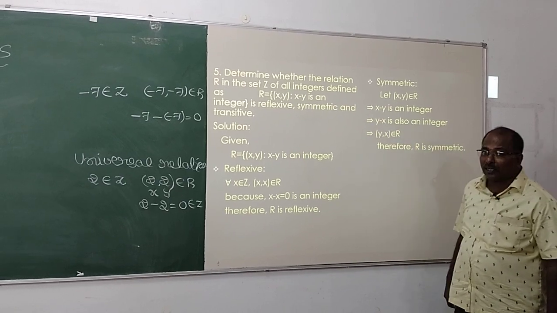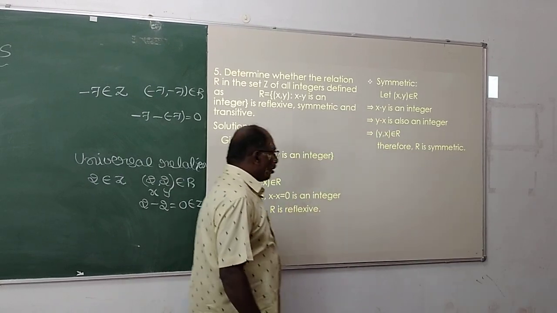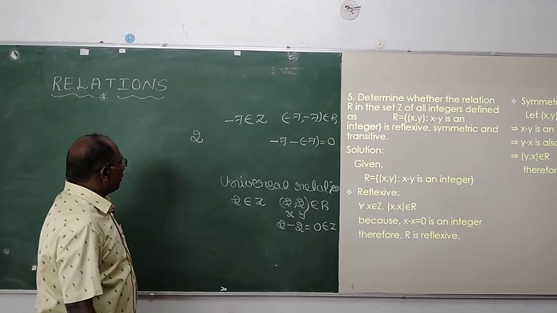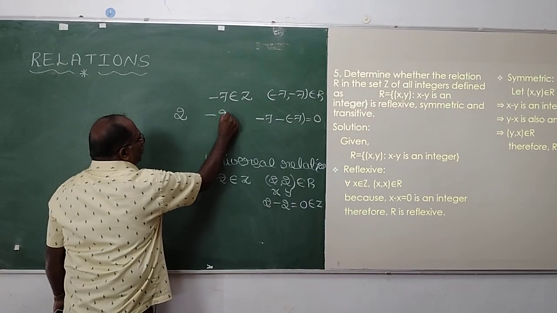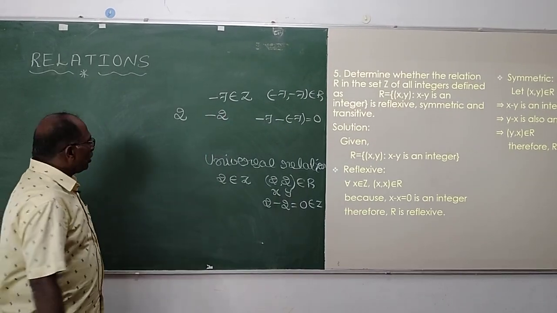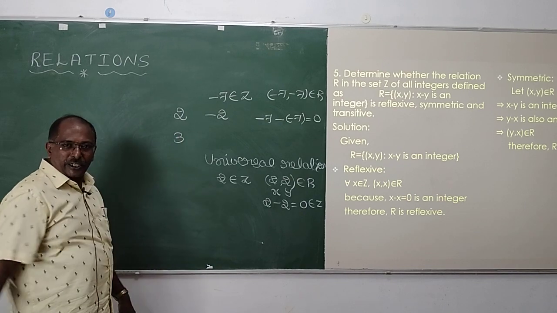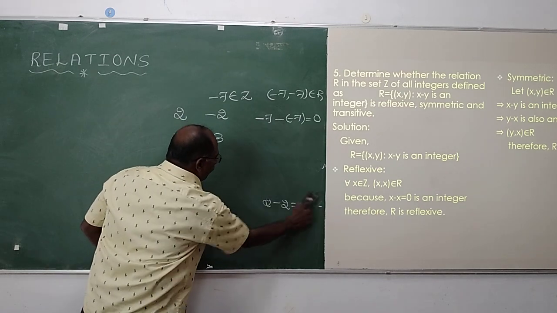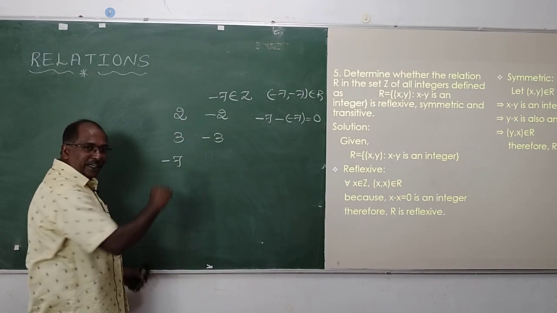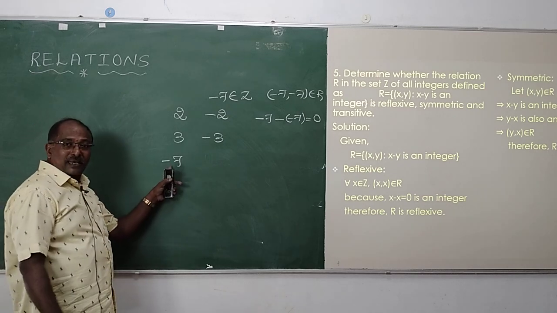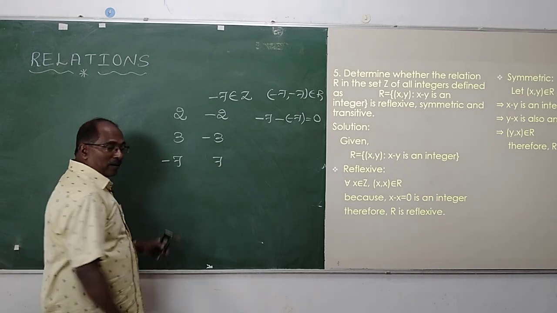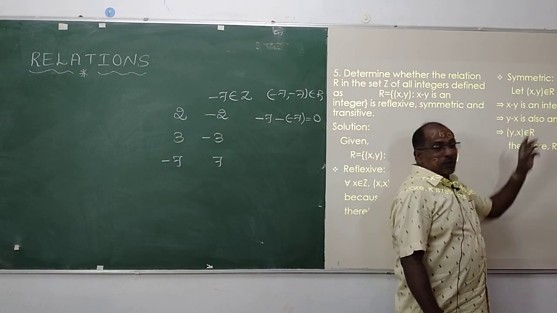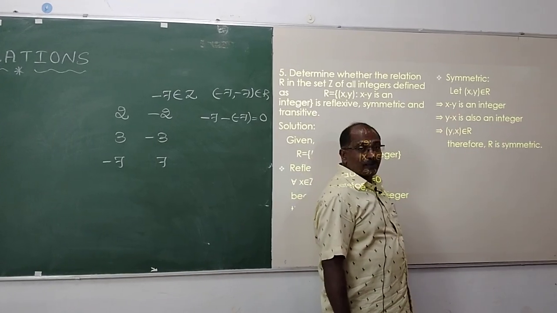Why is this also an integer? I will give an example. We know 2 is an integer. The negative of 2 is minus 2. This is also an integer. One more example. 3 is an integer. Its negative is minus 3. It is also an integer. Minus 7 is an integer. What is the negative of minus 7? Minus of minus 7 is plus 7, which is an integer. Thus, y minus x is also an integer because it is the negative of x minus y.